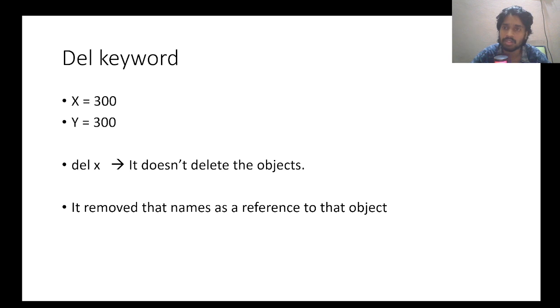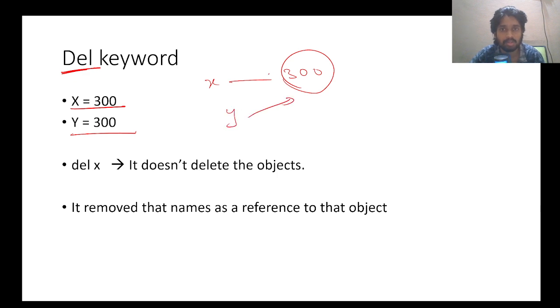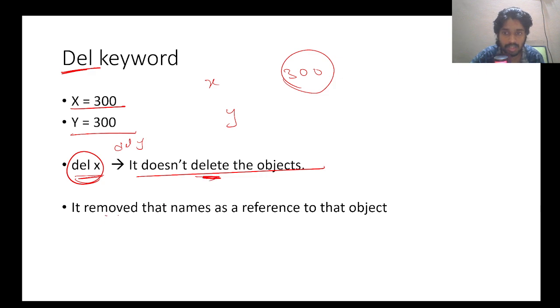We have another way. We have something called the del keyword. We have 300, and y is also pointing to this one. So now del x. When I execute this one, del x, then the reference will be deleted. If I do del y, then this reference will be deleted. So it doesn't delete the objects, it removes the names as the references to that object.